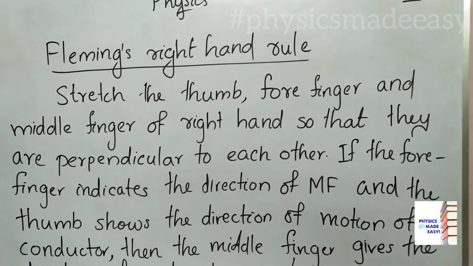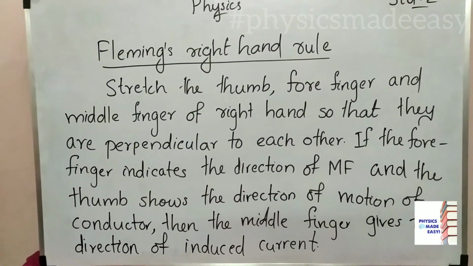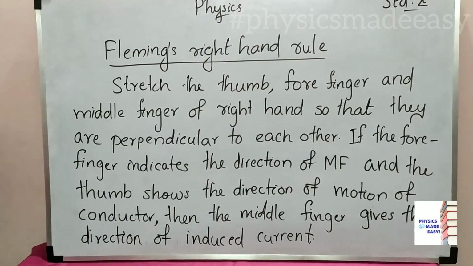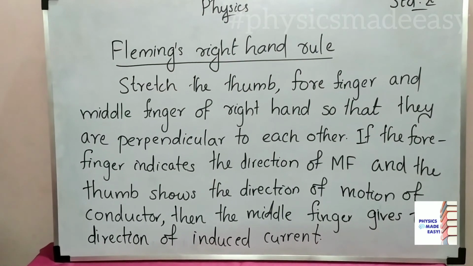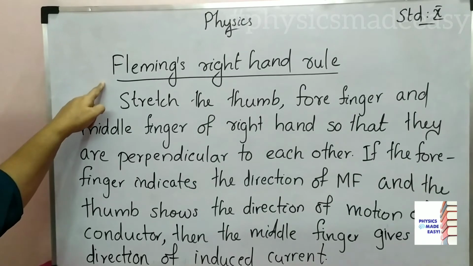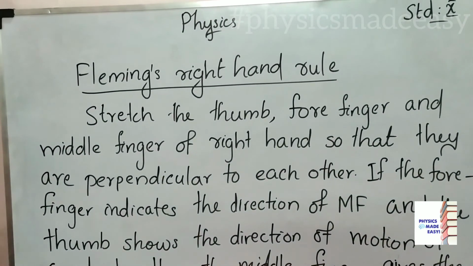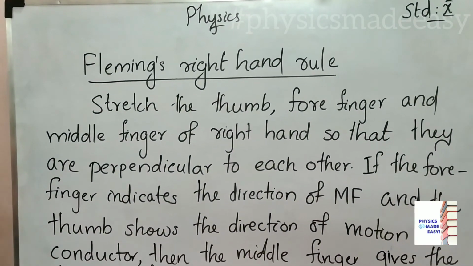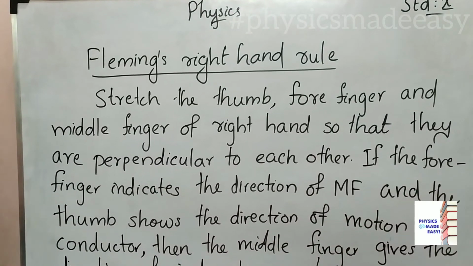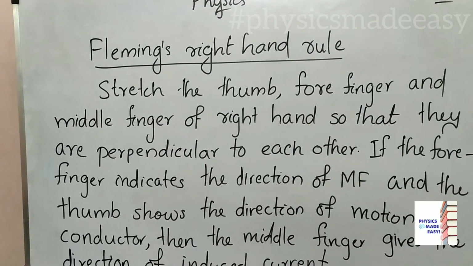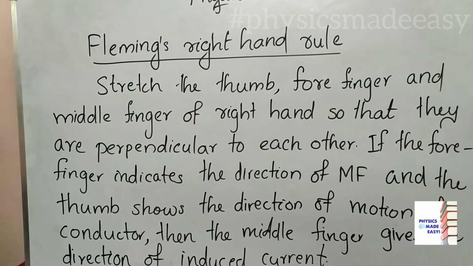Okay, children, here we have to learn one rule which gives us the direction of induced current. We can call this Fleming's right hand rule. Fleming's left hand rule we have studied in the case of the electric motor. At that time I told you we can call that the motor rule.